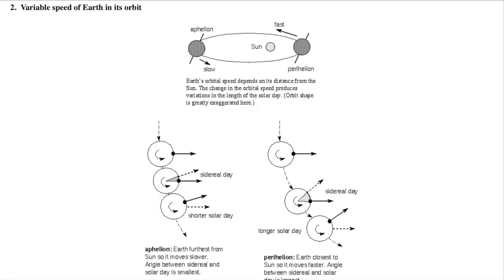At aphelion in July, the Earth moves slower, so the Sun does not drift as fast among the stars, and therefore the angle between the sidereal day and solar day is smallest. The solar day will be less than 24 hours. At perihelion in January, the Earth moves faster, so the Sun drifts faster among the stars, and therefore the angle between sidereal day and solar day is largest. The solar day will be more than 24 hours.